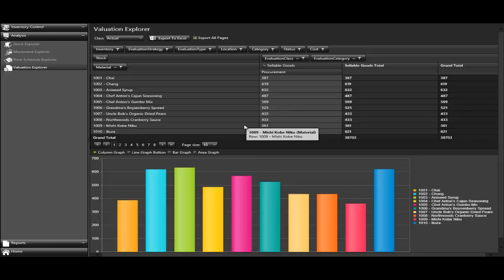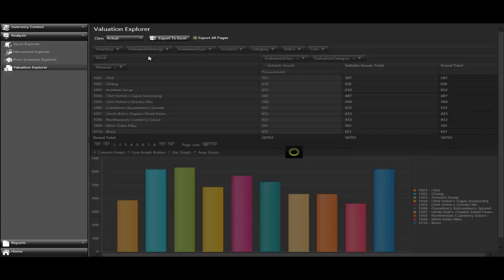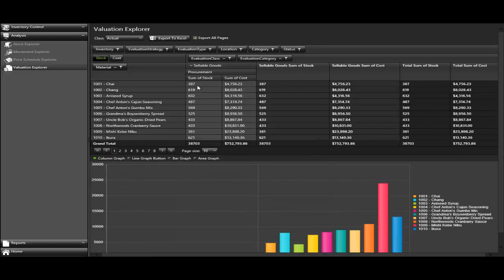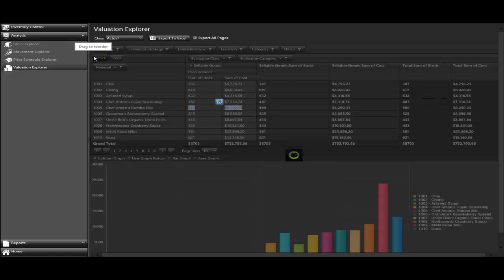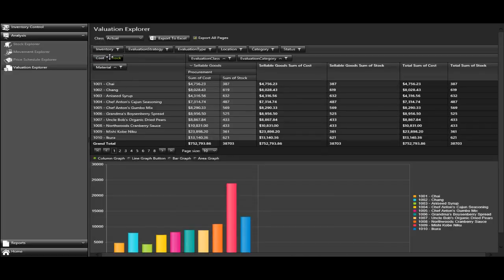Another thing that we discussed in those other videos was how you can reanalyze this information. Essentially, each of these buttons that you see can be dragged into another section. So for example, not only do I want to see the stock, the in stock value, the quantity, but I also want to see the cost. I can quickly tell by looking at this that this Chef Anton Gumbo 569 has a cost of $8,290.33. That's the value that's represented in the inventory asset on the balance sheet for that particular item. I can also drag the cost first and move those columns around. So different things I could do there.